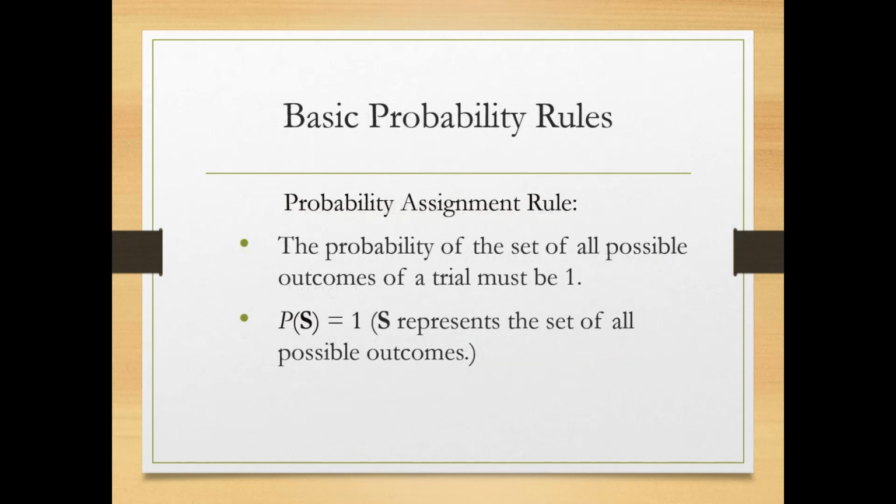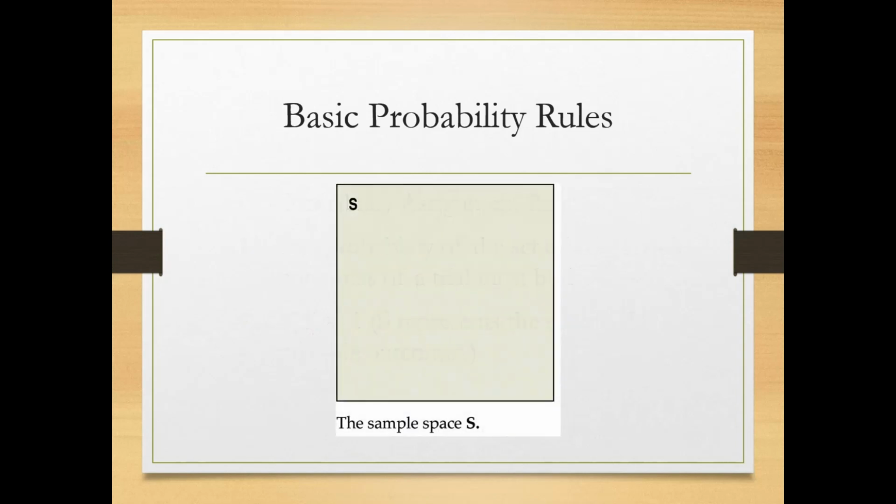We have a probability assignment rule. I don't think you'll have to memorize it as such, but the probability of the set of all possible outcomes of a trial must be 1. If I were to list the probabilities for flipping 3 coins, all of those 8 outcomes, all of the numerical values for them would have to add up to 1, because that is the sample space. It's everything that can happen. Therefore, the probability of the sample space is 1 because it represents all of the possible outcomes.